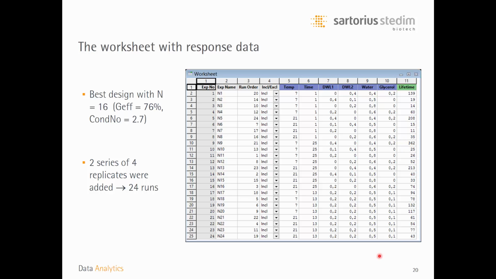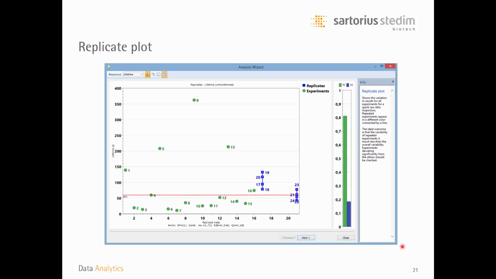We will now try to see how changes in the 2 process factors and changes in the mixture composition is correlated to this lifetime response. And we will do the data analysis in terms of the guided workflow represented by the analysis wizard inside the MODDE software. The first stage in the analysis wizard is the so-called replicate plot.